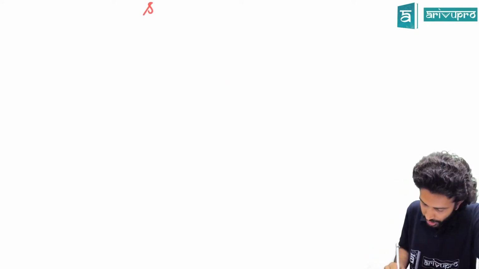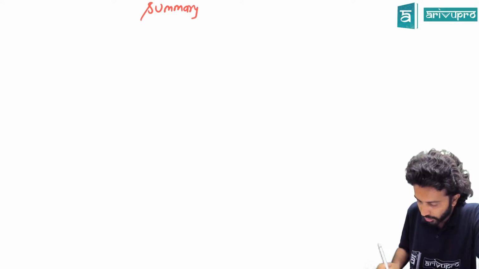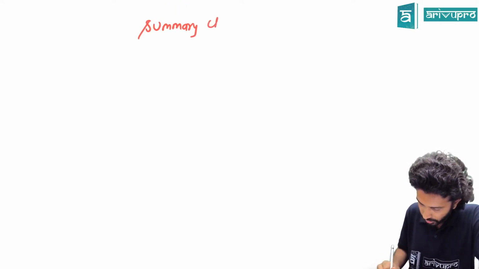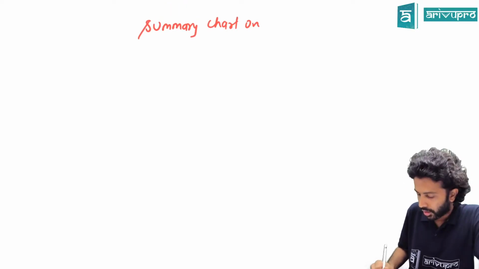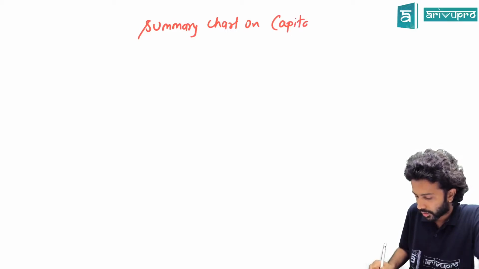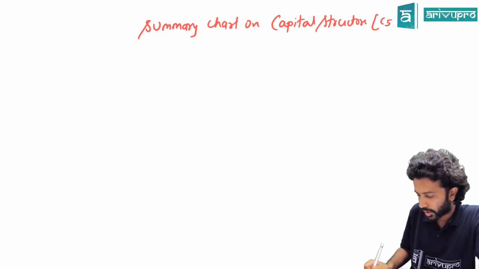Okay, summary chart on capital structure, which we call C5.